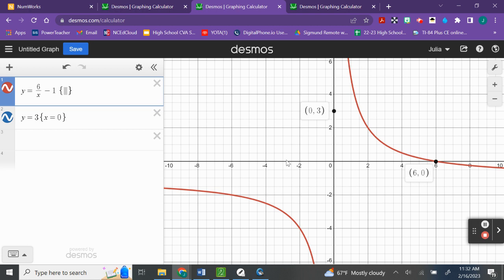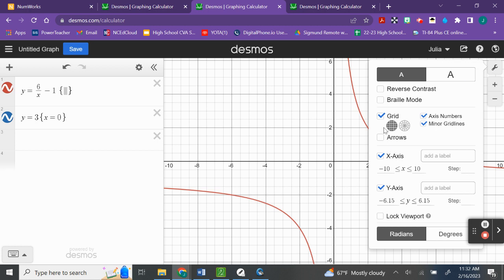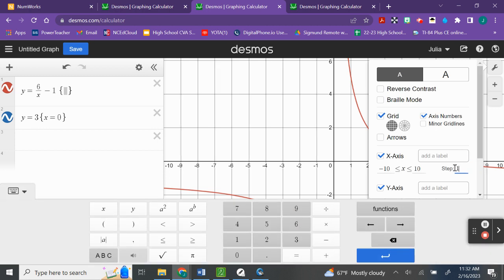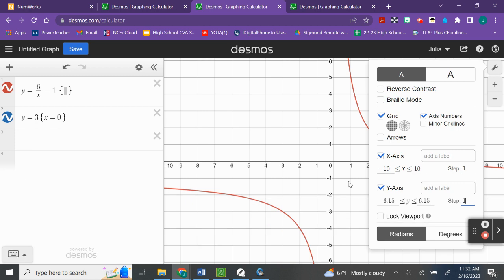So if you want to play with Desmos too, these are counting by 2s, not always my favorite. If you come over to your wrench, I'm not a big fan of the minor grid lines either. I want to get rid of those. Your x-axis, the steps, you can change it to be step by one, and the same for your y-axis as well, because that makes it look like most of the graphs that you see. So if you want to alter it to look like the question you're looking at or the graph you're looking at, this is where you would do that.